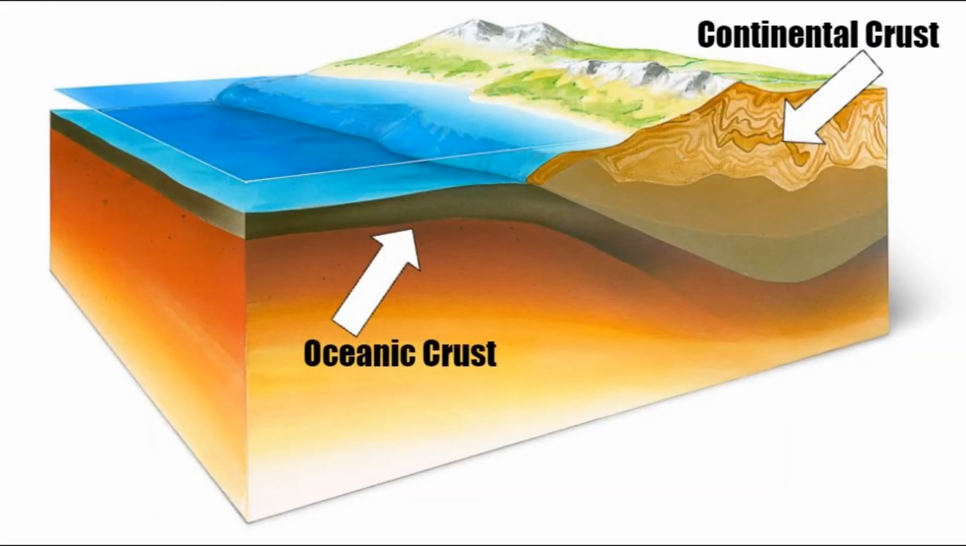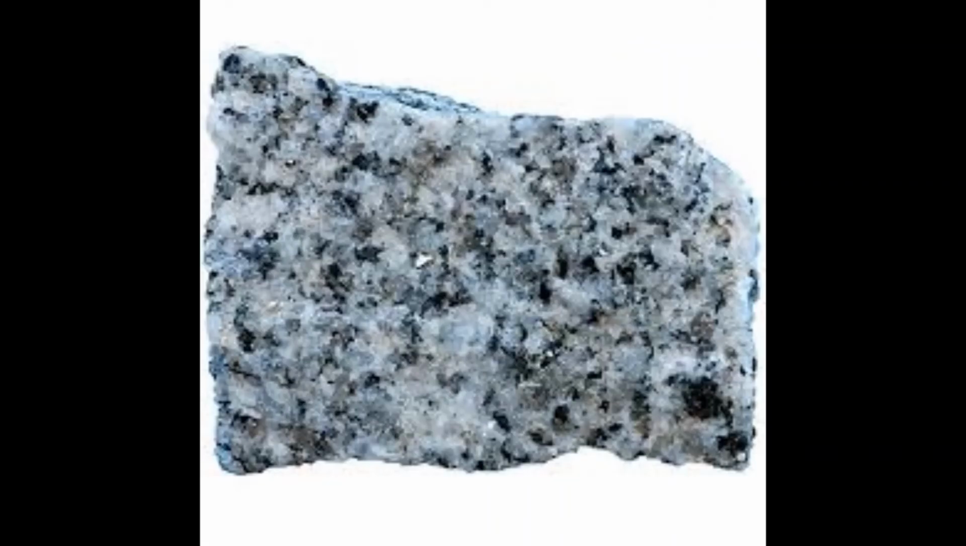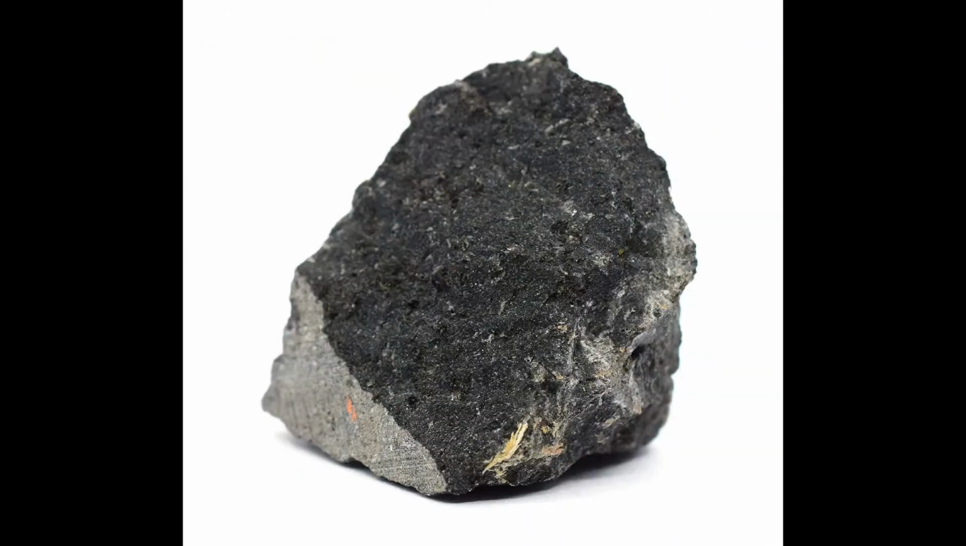Earth's crust has two different types: the continental and the oceanic crust. Continental crust is what the land on Earth is made of. It's thicker and mostly made of a rock called granite. Oceanic crust is what the ocean floor is made of. It's thinner and made of a rock called basalt. The oceanic crust is below the continental crust because the rock that it is made up of is more dense than the rock that the continental crust is made of.